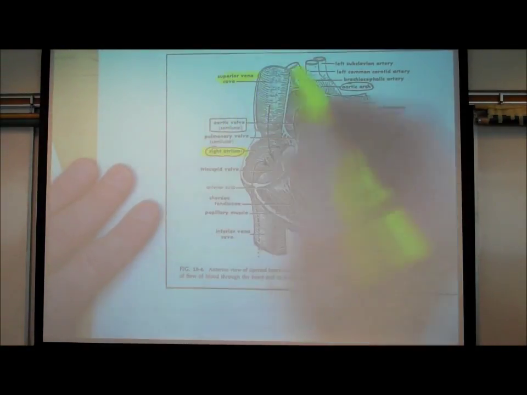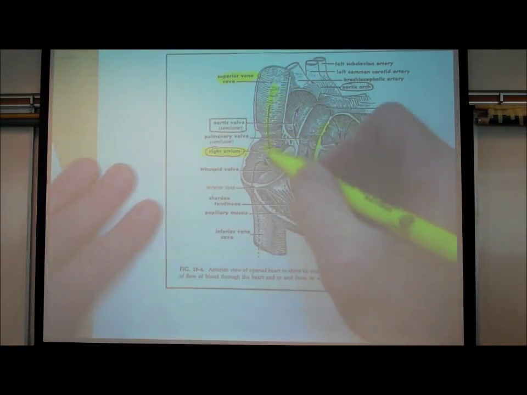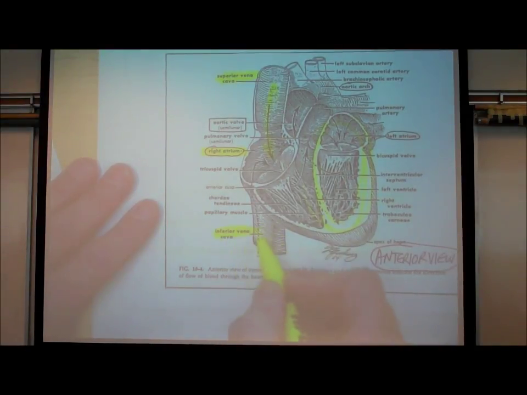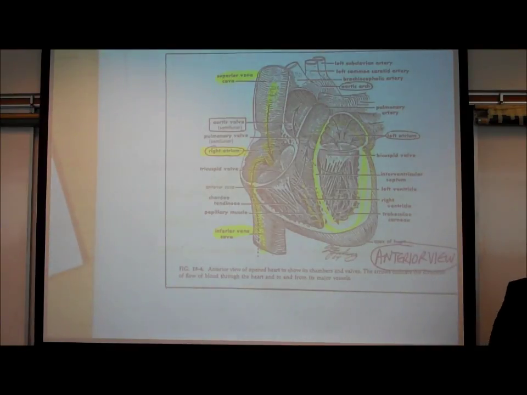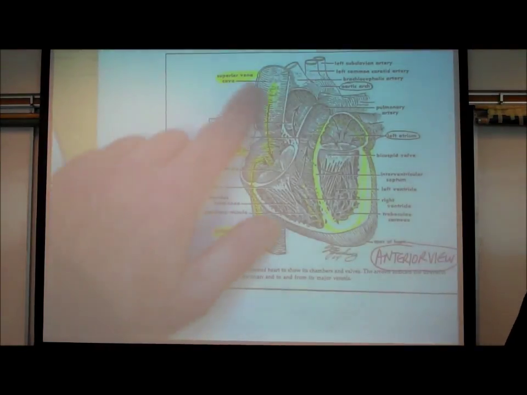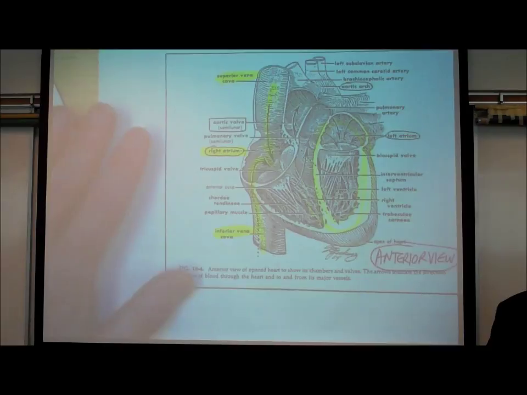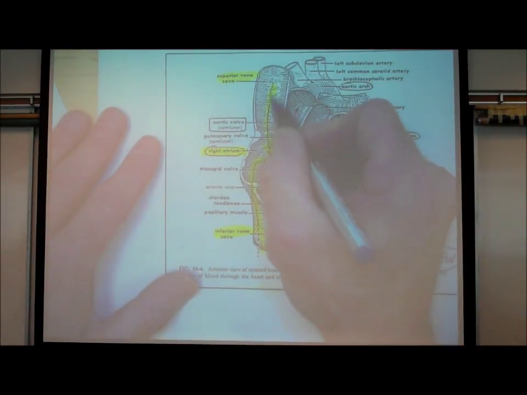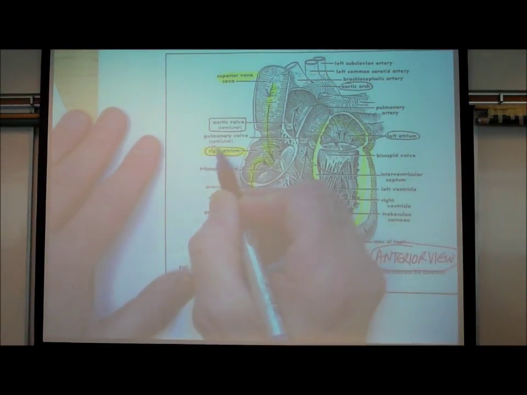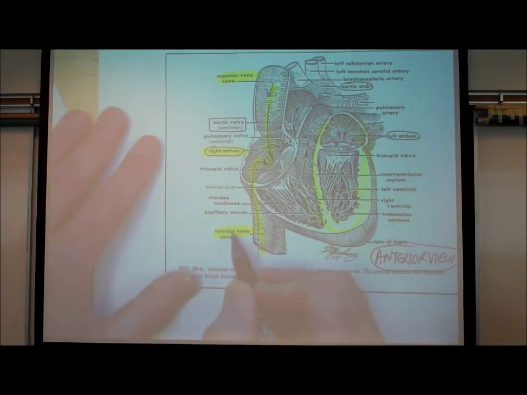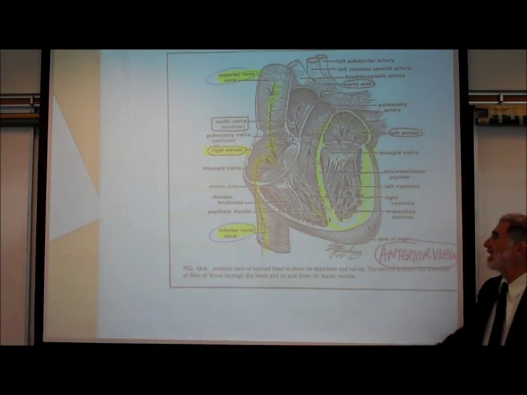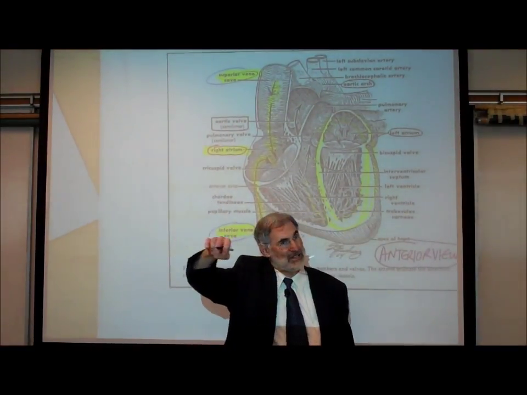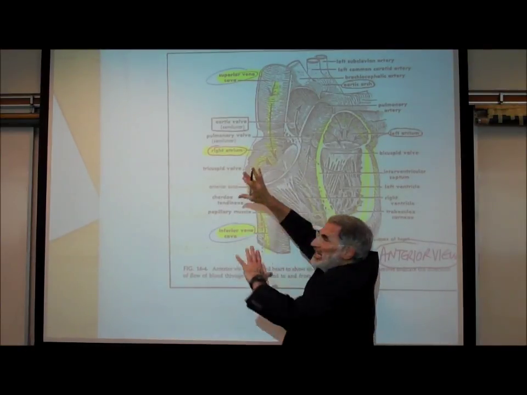Here's the superior vena cava. And down here, here's the inferior vena cava. So what it's showing is that the blood from the upper part of the body is going down through the superior vena cava to the right atrium. The inferior vena cava, blood from the lower part of the body, is going up into the right atrium. Now there's really one more vein, the coronary sinus, but the coronary sinus can't be seen in this view.